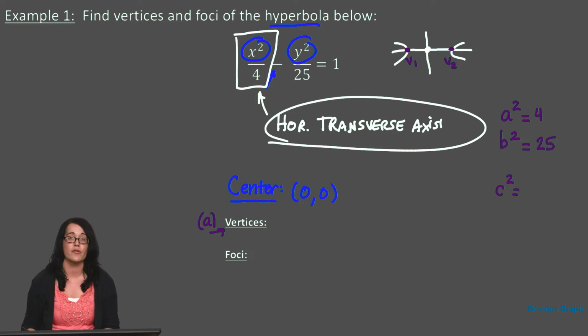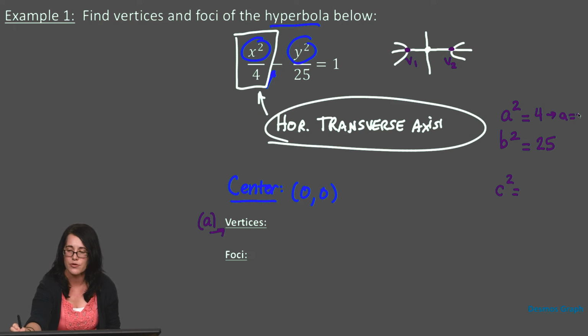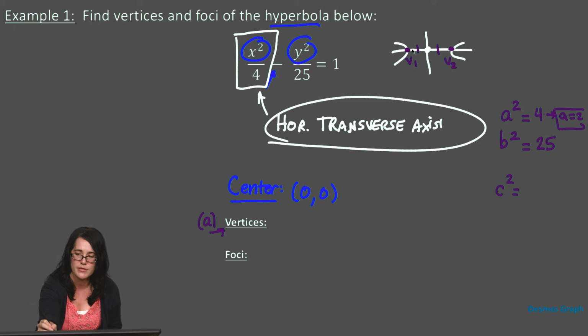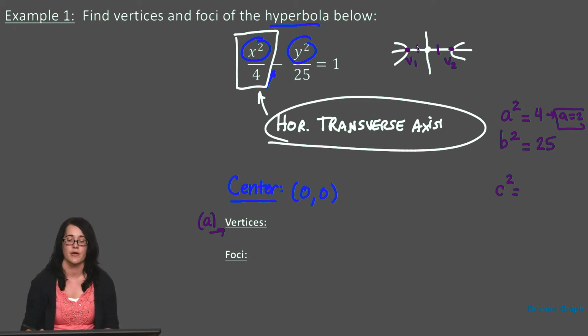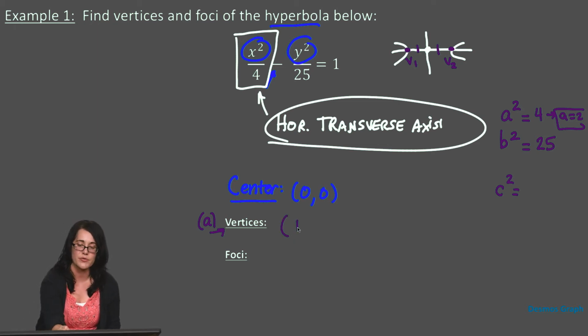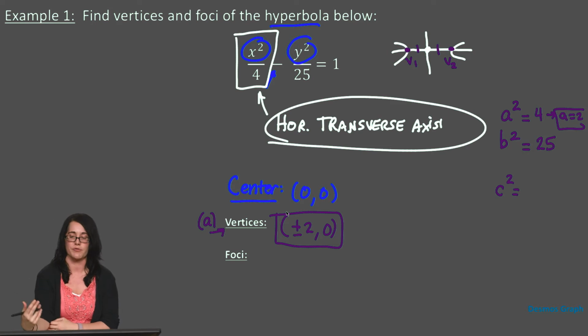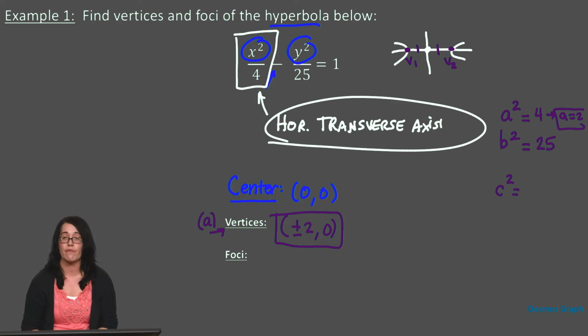Okay. So if we know that A squared is 4, do we know now what A is? Yeah, A is 2. So I'm actually going 2 units to the right and 2 units to the left to get to my vertices. So I could just write plus or minus 2, comma 0 as my 2 ordered pairs, or negative 2, 0, comma positive 2, 0. Okay, so we have our vertices.